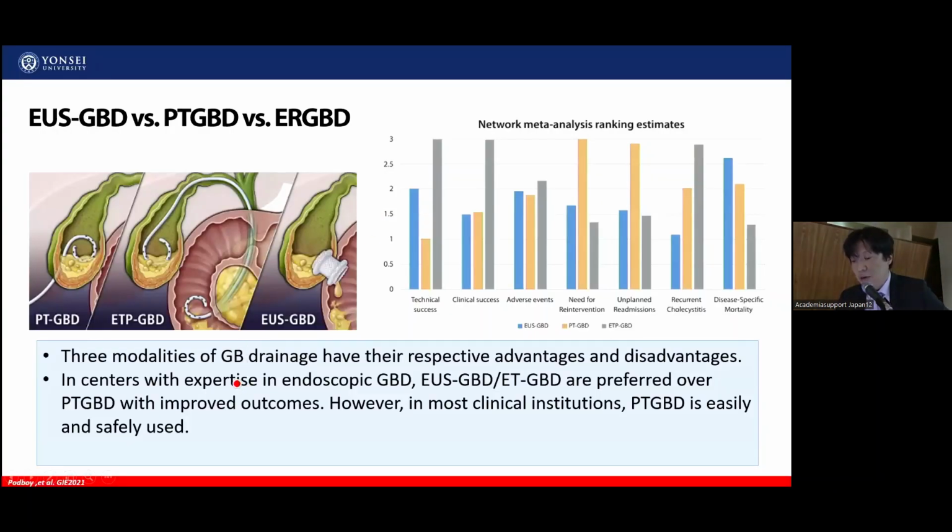So the three modalities of GBD have their respective advantages and disadvantages. In centers with expertise in endoscopic GBD, USGBD and ETGBD are preferred over PTGBD with improved outcomes. However, in most clinical institutes and situations, PTGBD is easily and safely used.